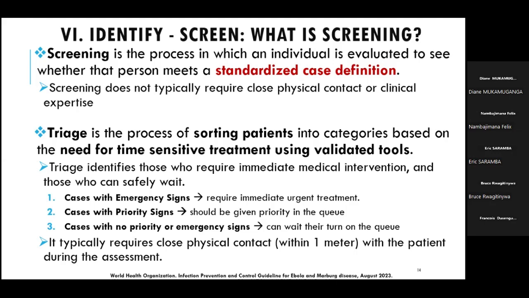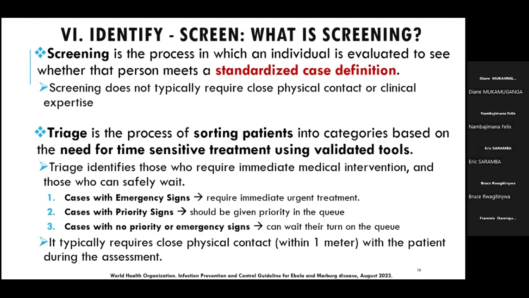For example, in our case of Marburg, we must identify people with emergency signs, like someone having bleeding or someone having vomiting or diarrhea. That is a person who cannot wait in the queue. And then we have cases with priority signs. When we are doing the triage, the people with emergency signs are the ones we code as red. They require immediate medical or healthcare attention. And then for the people with priority signs, they can wait a bit, but not long.